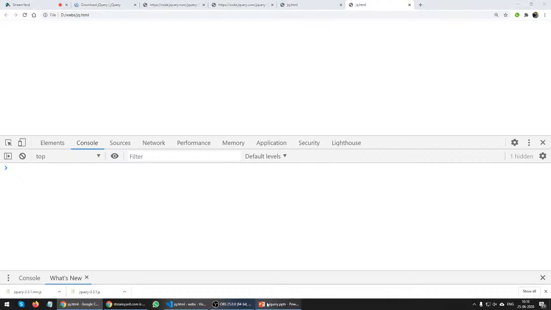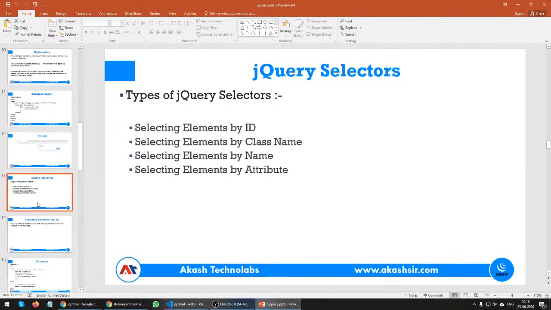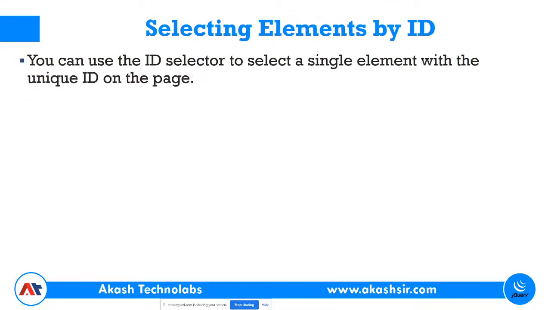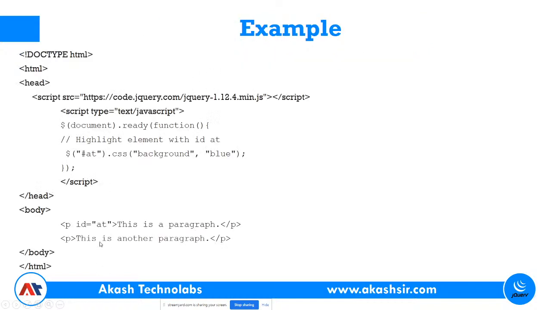Next is selectors. So as I told you before, we have 4 selectors, right? For an example, what is selector? Let's say I want to perform some action in particular coding. So you can use ID selector to select a single element with the unique ID on the page. For an example, let's say this is my one p tag. You can see it having some ID. ID equals to 80. 80 stands for Akash Technolab actually. You can specify any name.